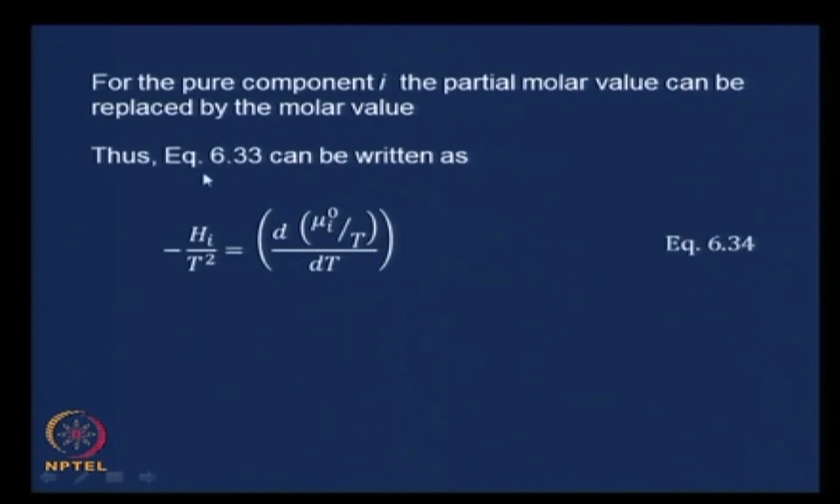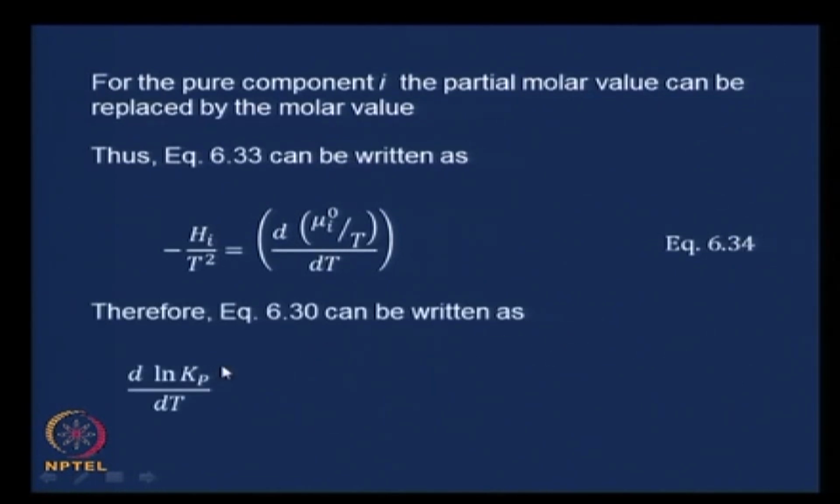Equation 634 is this, and therefore, equation 630 can be written as... equation 630 was nothing but the relationship where we had differentiated ln Kp equals minus 1 by R, and so on and so forth. This will come to you right away. If not, you can go back and look at equation 630. d ln Kp by dT equals 1 by RT squared sum over ν_i H_i.